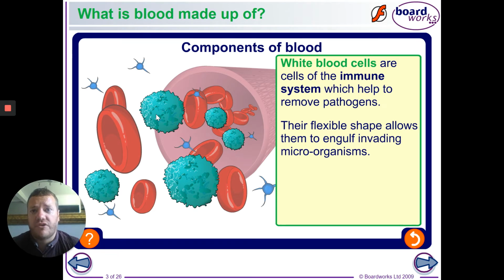There are different types of white blood cells that do different jobs. So some make antibodies, some are involved in making toxins and stuff like that. But they all are involved in the immune response and helping to protect us against disease.